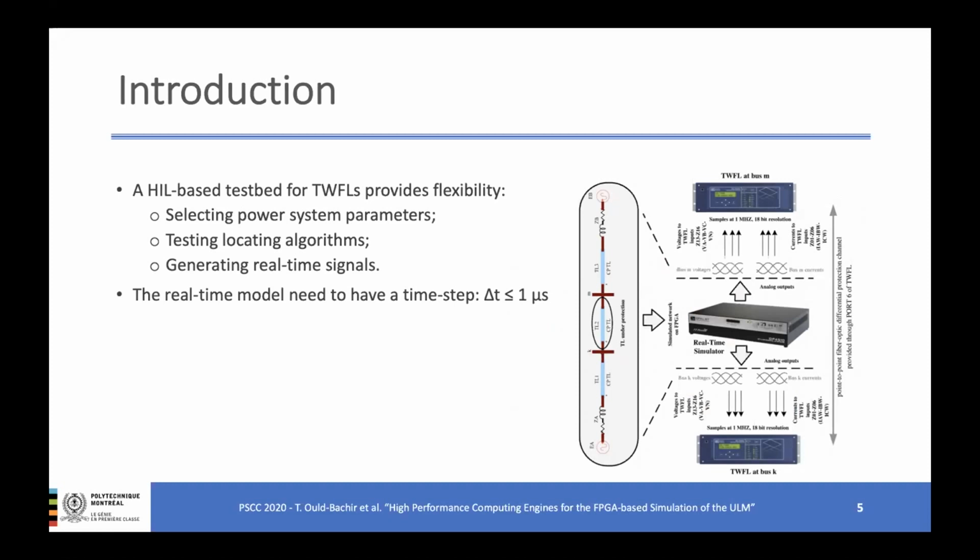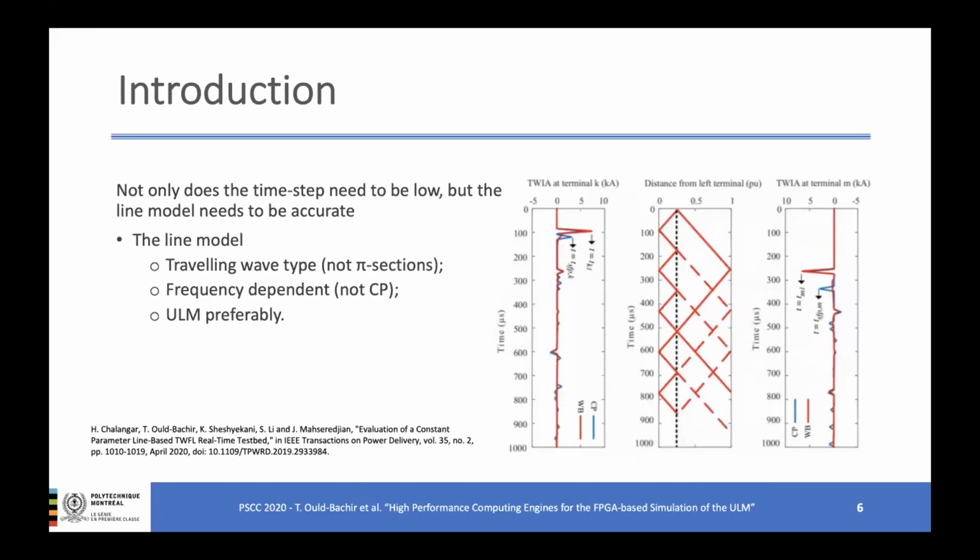However, the problem is that the simulation time step needs to be 1 microsecond or less. Not only this, we have shown in the previous paper that the line model needs to be very accurate. It has to be a traveling wave type line model, so no bisections. It has to be frequency dependent. Here we tested the constant parameter line, the CP, sometimes referred to as Bergeron line, and we demonstrated that false peaks are observed. The double-ended fault location was correct. However, the single-ended was unfeasible because of these false transients here.